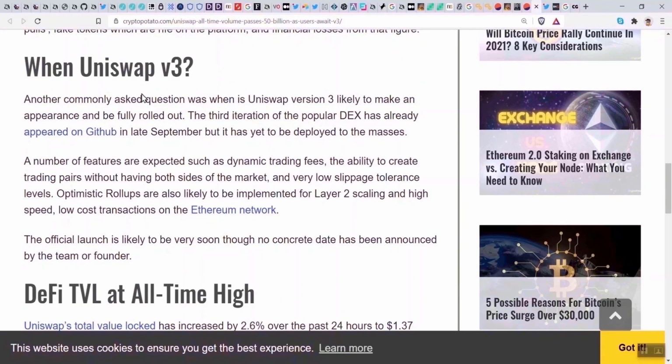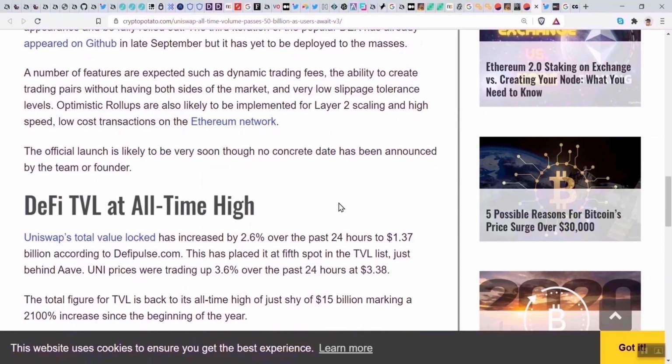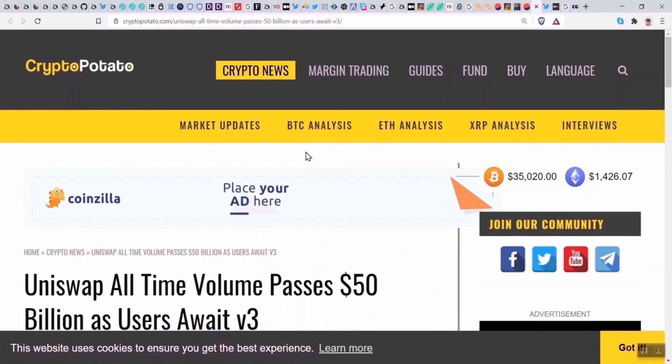But moving on, so Uniswap V3, the third iteration of the popular DEX, has already appeared on GitHub in late September, but it has yet to be deployed to the masses. Some of the key features listed here are dynamic trading fees, the ability to create trading pairs without having both sides of the market, and very low slippage tolerance levels. Just to clarify the last part there, it relates to the maximum movement of a price up or down. You can then indicate exactly what amount of price movement you're willing to tolerate. Some further details there. It also talks about the total value locked in DeFi.